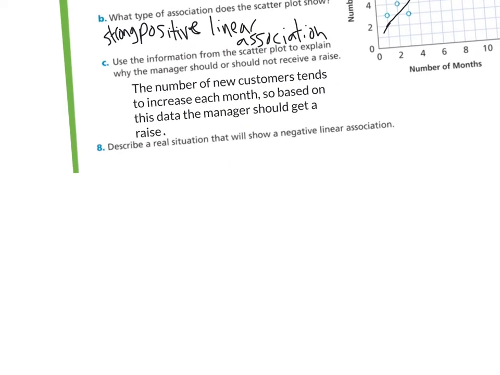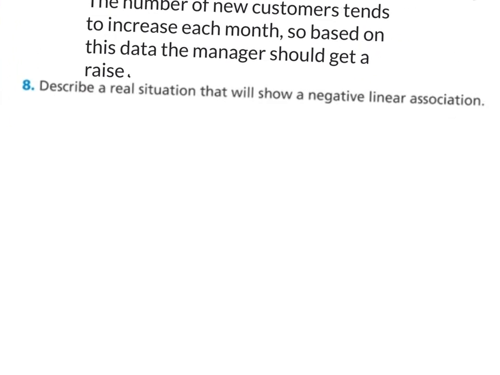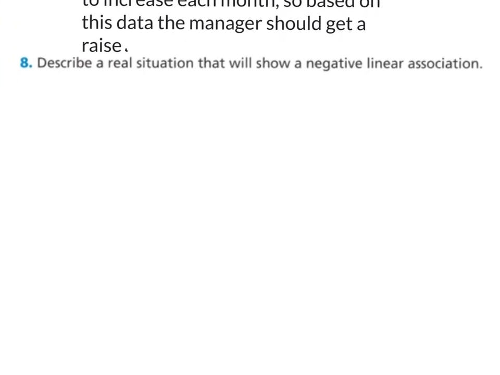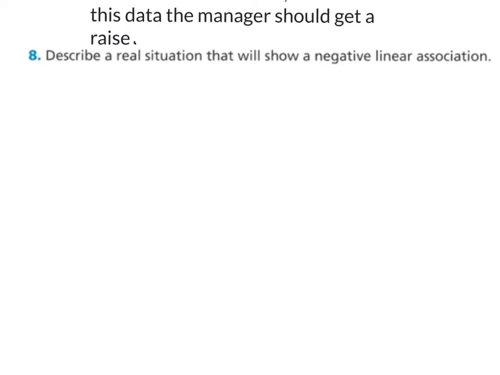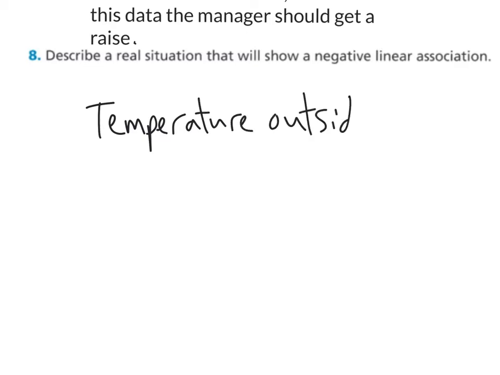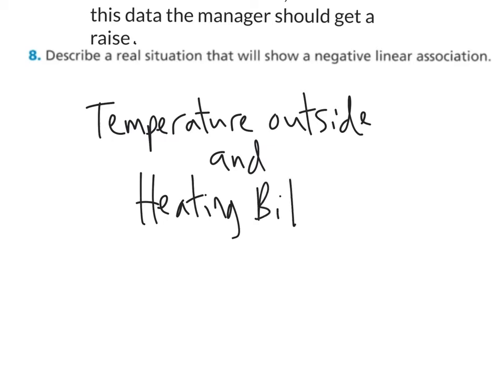Number 8, they're asking for a real situation that will show a negative linear association. So negative association, things are going to be doing opposites of each other. So one example that we could give would be the temperature outside and your heating bill. Heating bill. Okay.